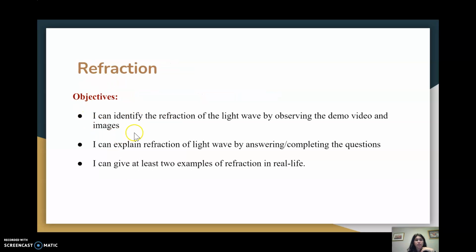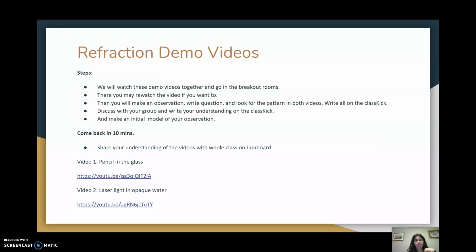I'm hoping towards the end of this lesson you will be able to identify the refraction of a light wave by observing the demo video and images which I'm going to show you, and you will be able to explain refraction of light waves by answering and completing the questions, and you will be able to give at least 2 examples of refraction in real life.